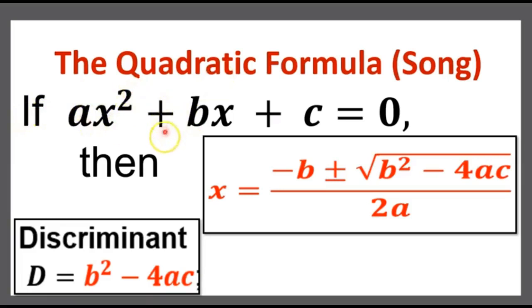If ax squared plus bx plus c equals 0, then x equals negative b plus or minus square root of b squared minus 4ac all over 2a. The discriminant, b squared minus 4ac, discriminant, b squared minus 4ac, discriminant.